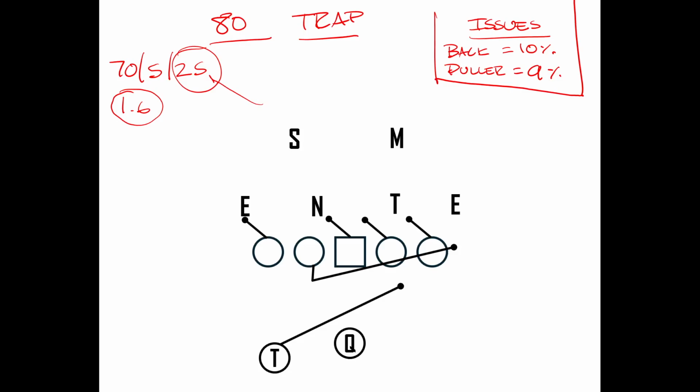Okay, the back block by the center, which I think a lot of those will be a backside three. By pulling the center, you can get this number way down. The second issue is the puller. We're out and we're pulling into space against sometimes a very athletic guy.